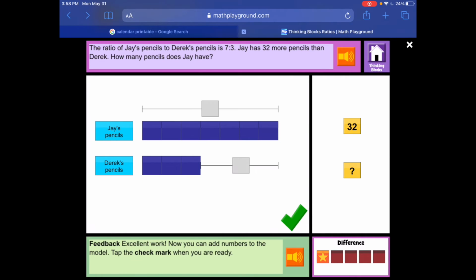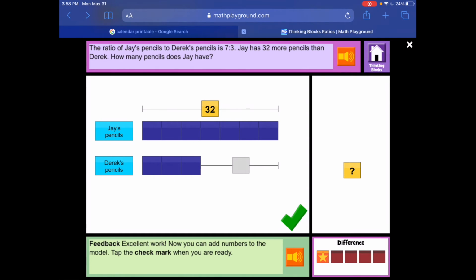All right, here's where it's a little bit tricky. It says Jay has 32 more pencils than Derek. Right? So I want to put 32 here, but this doesn't say Jay has 32 more. This says Jay has 32 from beginning to end. This is all Jay has. If Jay had this many pencils and Jay also had 32 more pencils than Derek, then Derek would have 0 pencils. And we can see down here that there's some purple boxes. So that's not true, right?